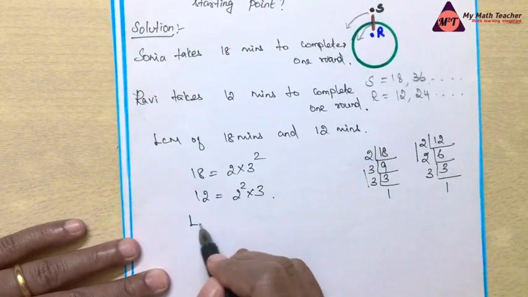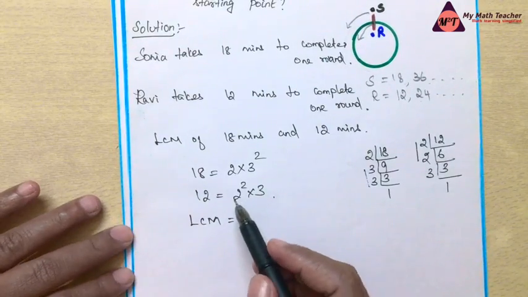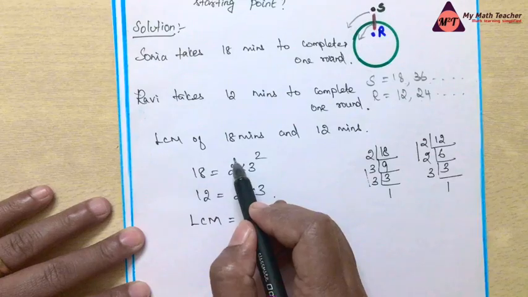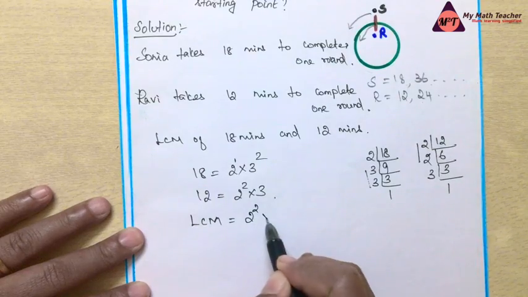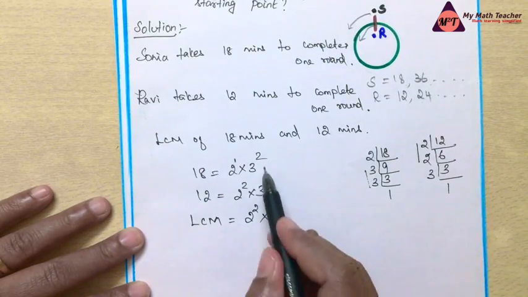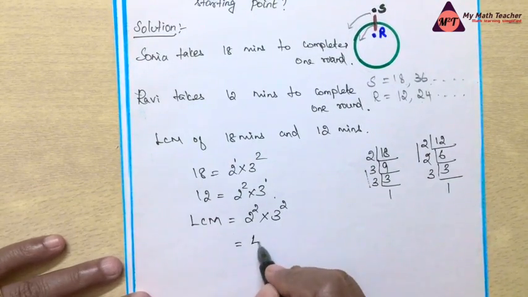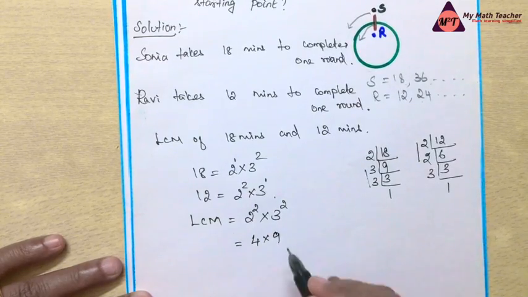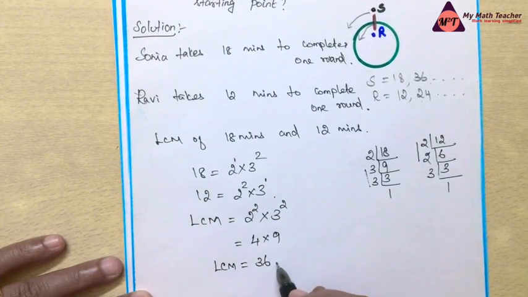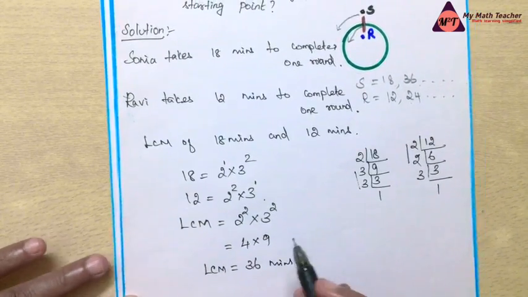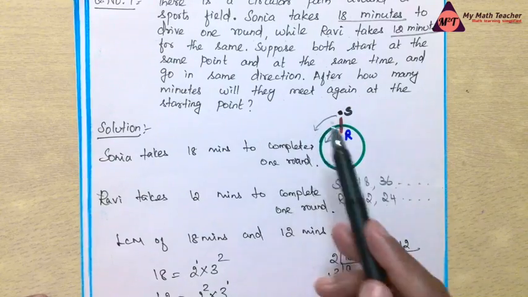Now as we know, LCM is multiplying all the factors with the highest power. Here 2 power 1, whereas here 2 square. The highest one is 2 square. Write this into 3 square and 3 power 1. Highest here is 3 square. 2 square is 4 into 3 square is 9. Answer is 36. LCM is 36, which is 36 minutes. Okay. So Sonia and Ravi will meet at the starting point after 36 minutes.